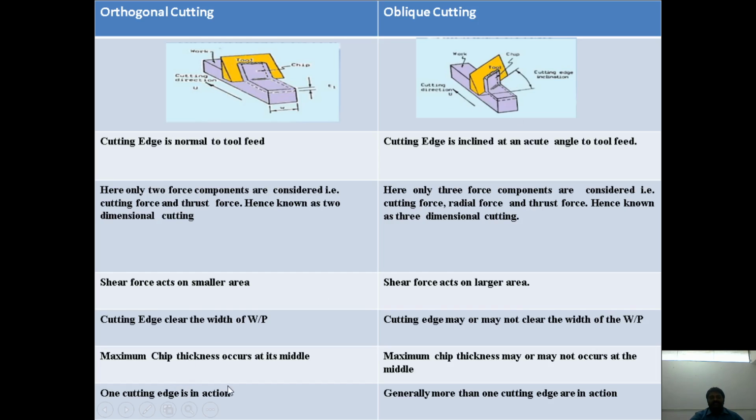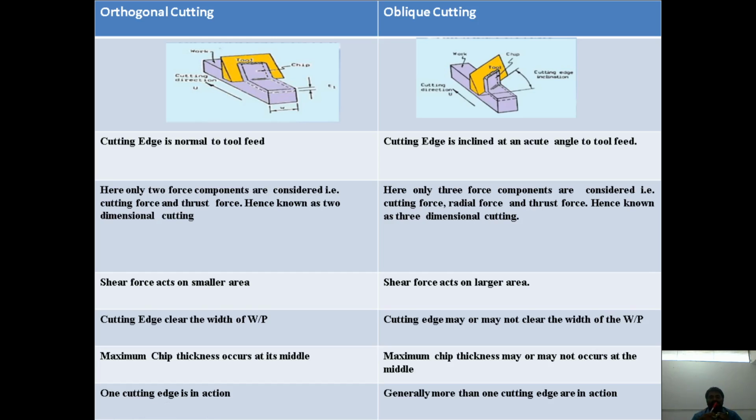The maximum chip thickness occurs at its middle in orthogonal cutting, and in oblique cutting the maximum chip thickness may or may not occur at the middle. One cutting edge is in action in orthogonal cutting, and more than one cutting edge may be in action in oblique cutting. These are the differences between orthogonal cutting and oblique cutting.